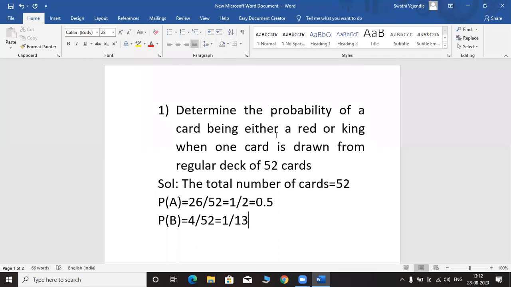According to addition theorem on probability, P of A union B can be written as P of A plus P of B minus P of A intersection B. That is the formula. P of A union B means events A and B are combined, that is, both events should occur at the same time. Already we have calculated the values of P of A and P of B. Now what do we have to calculate in the next step? P of A intersection B.